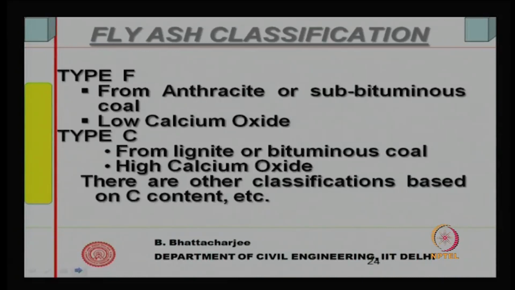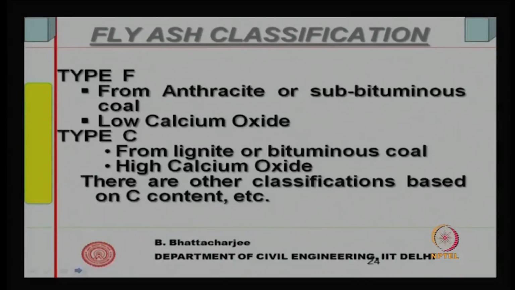So, classification, now I can talk about the classification of fly ash. There are many ways of classifying fly ash, but the ASTM classification is based on the lime content. Okay. There are other ways of classifying, but the most commonly adopted classification is based on lime content, and that is the ASTM classification. So, you have two classes, class F and class C, and that is what it is. So, class F or type F, or type C.